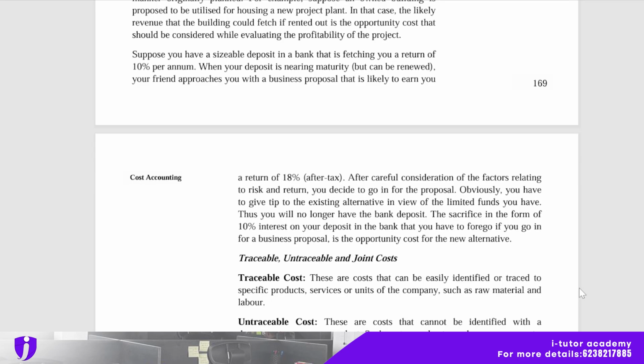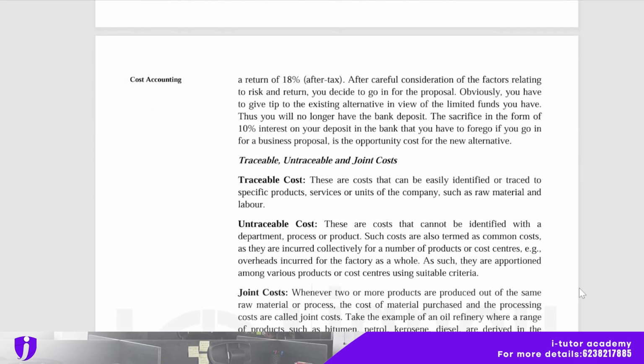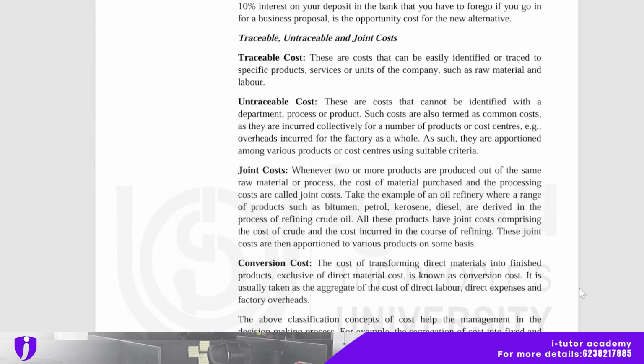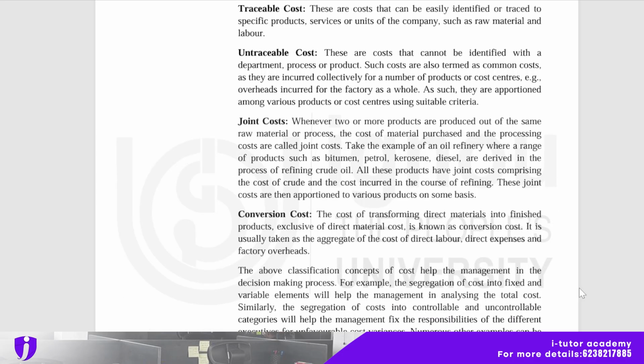Example also here. And the traceable, untraceable and joint cost. Traceable costs are costs that can be easily identified or traced to specific products, services or units of the company, such as raw material and labor. Untraceable costs: these are costs that cannot be identified with a departmental process or product. Such costs are also termed as common cost.